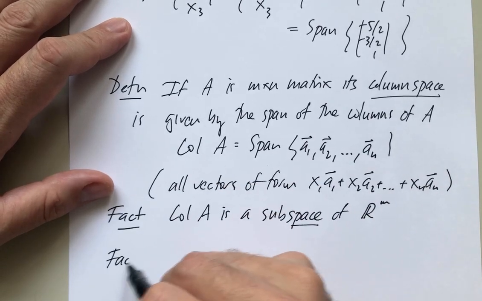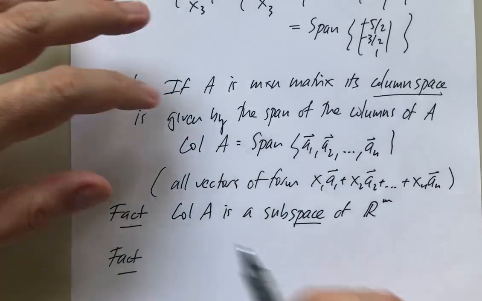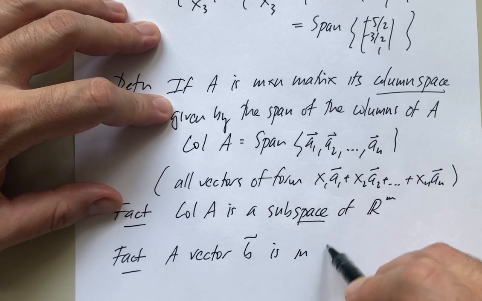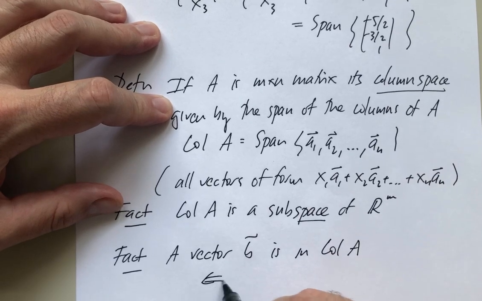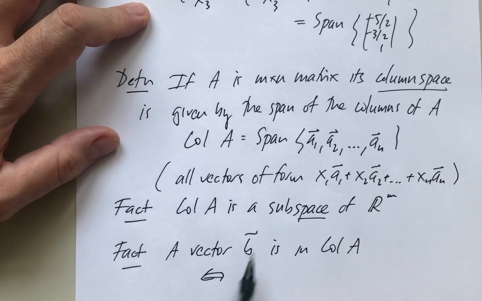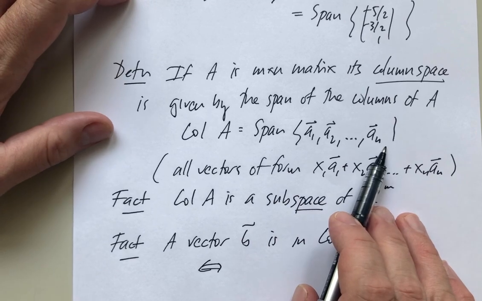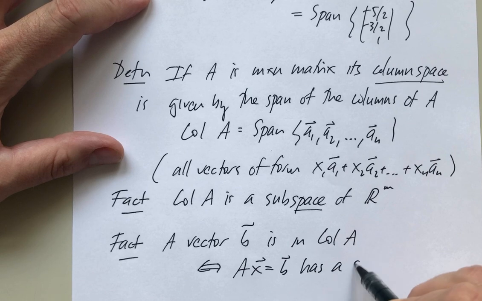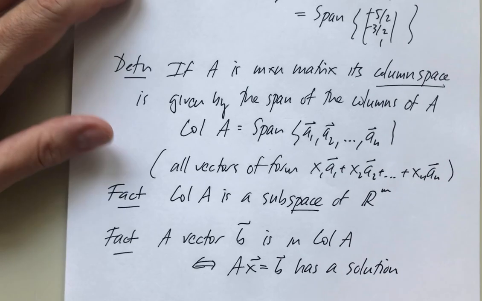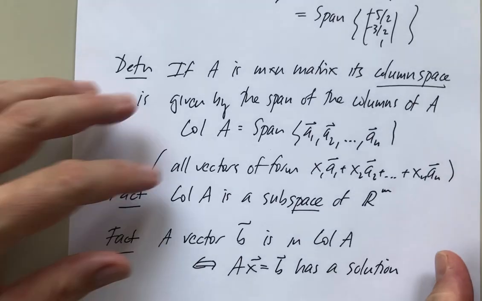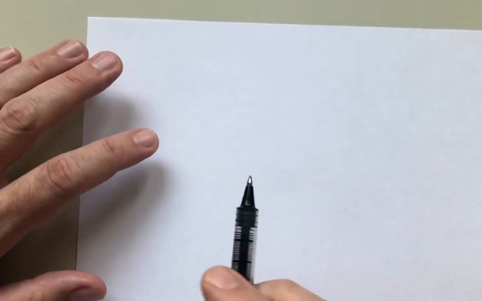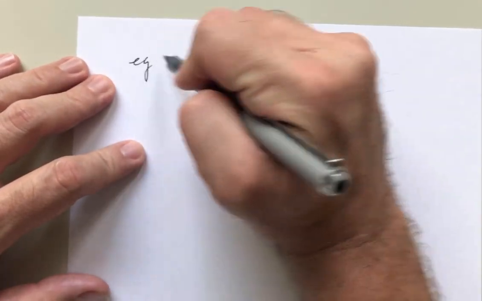The other fact I want to write down is this observation: a vector, let's say b, is in the column space of A if and only if it's in the span of the columns of A, which means if and only if AX equals b has a solution, or is consistent. This will be important going forward. This is how you check if a given vector is in the column space. I think I'll do an example next time. I want to end with our running example.